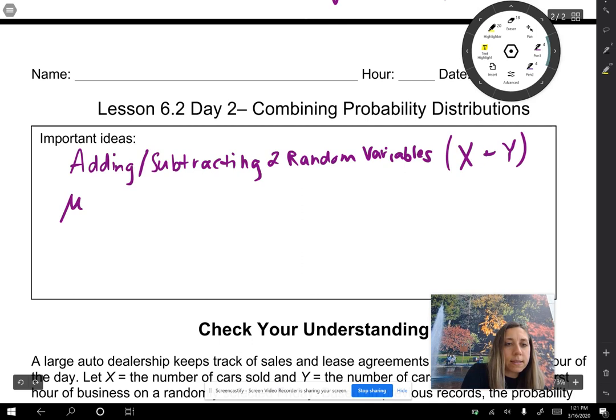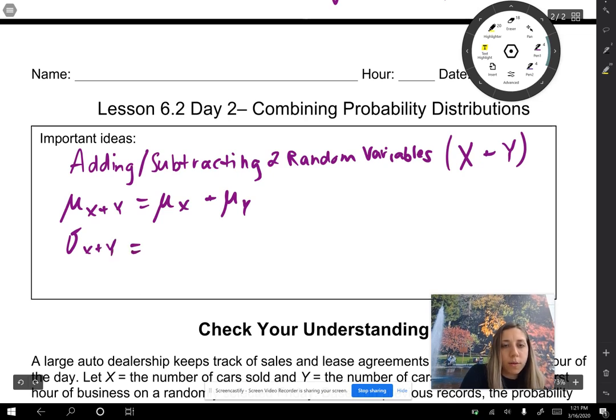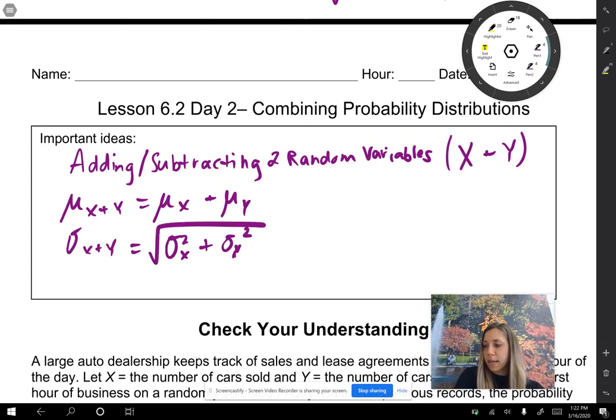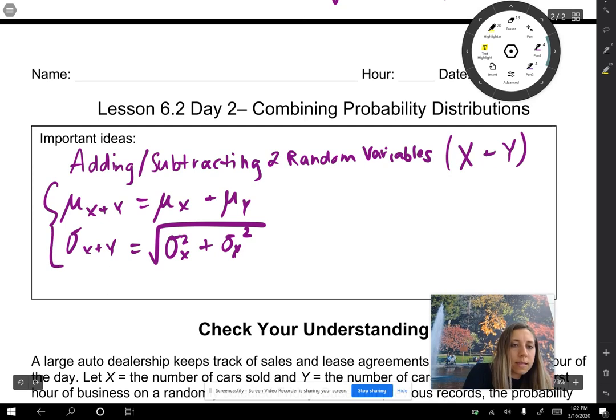So the mean of X plus Y would be the mean of X plus the mean of Y. The standard deviation of X plus Y, you have to remember, square the standard deviation of X, add it to the square of the standard deviation of Y, which is your variance, and then you have to square root them. So this is adding.